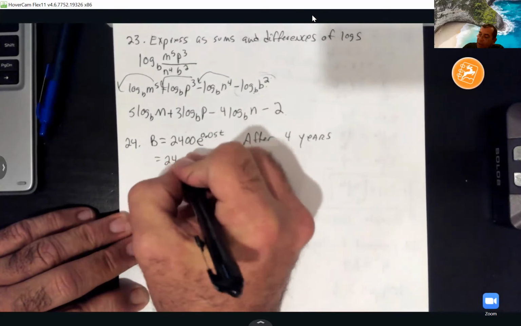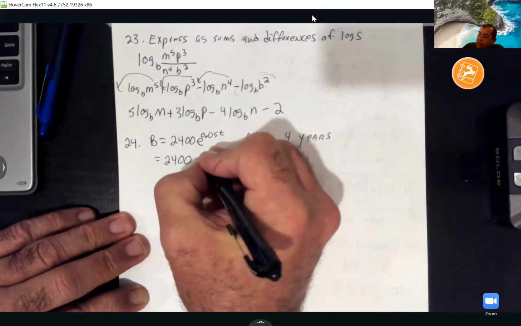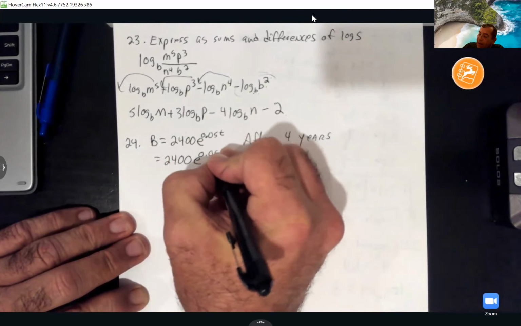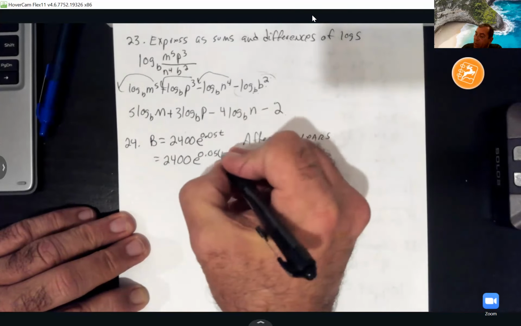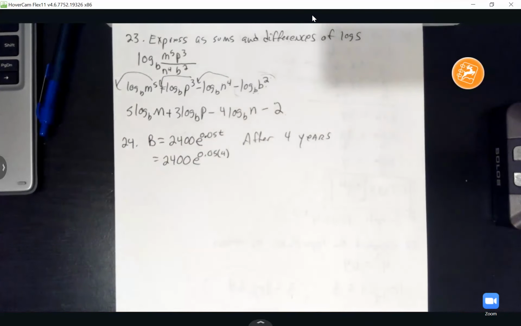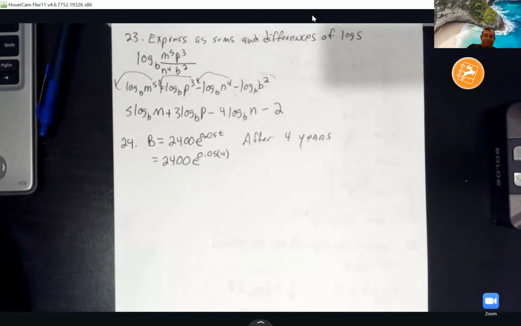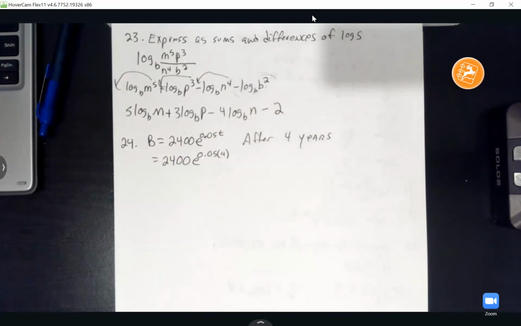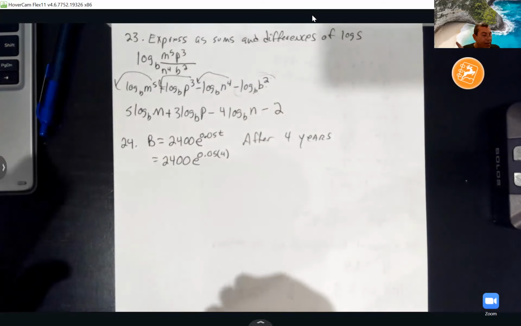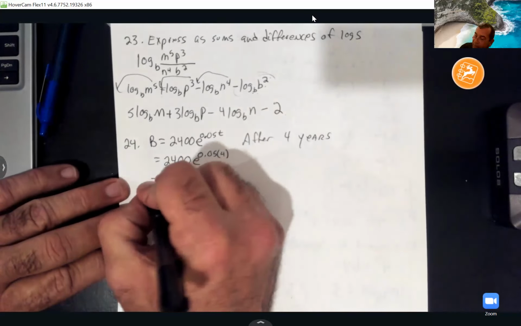So we're going to type in 2,400 e to the 0.05 times 4. All right, so it's either going to be 3,863, 2,931, 3,804, or 1,678. It's B, 2,931. There you go.